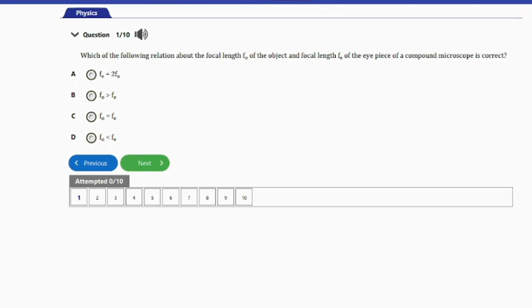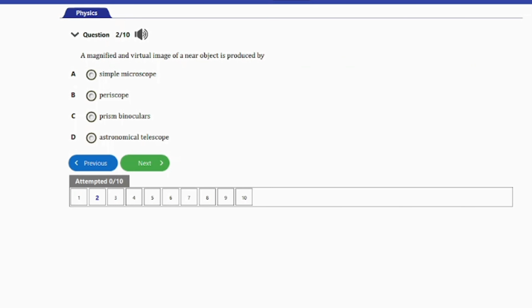Let's go ahead and consider the next question, question number 2. It says, a magnified and virtual image of a near object is produced by A. Simple microscope, B. Periscope, C. Prism binoculars, D. Astronomical telescope. The answer to this question is option A. A simple microscope produces a magnified and virtual image of a near object. So that's it for this question.